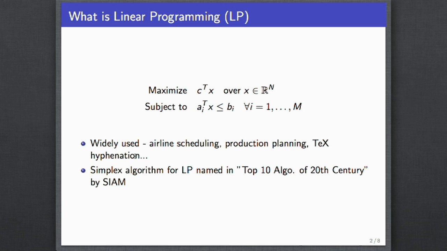This is a pretty simple setup, but it is widely used in all these things you wouldn't even expect: airline scheduling, production planning. I believe a text hyphenation algorithm uses it. Yeah, hyphenation uses linear programming. It's a pretty complex optimization setup they've got going. And of course, the package manager for Julia has, and may again in the future, used linear programming.